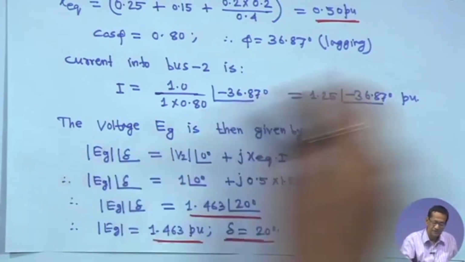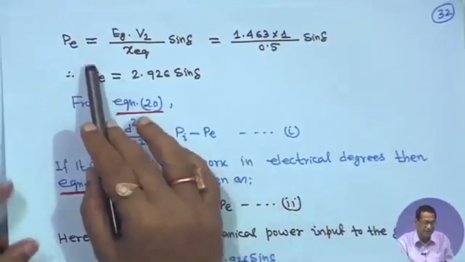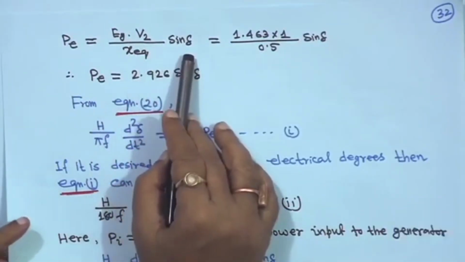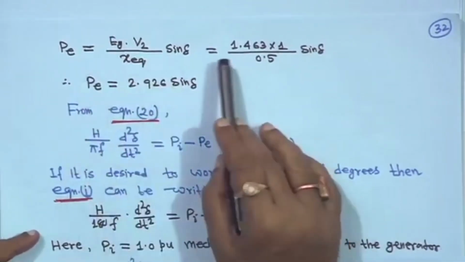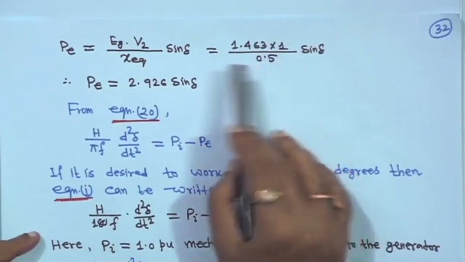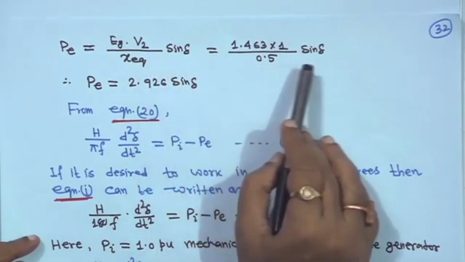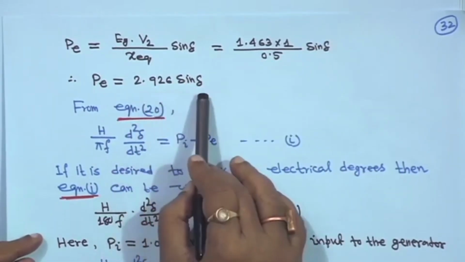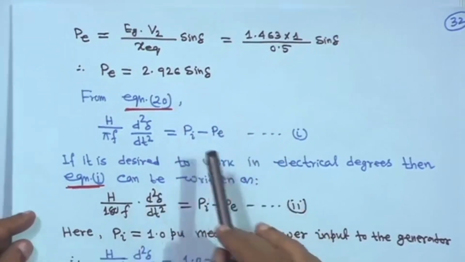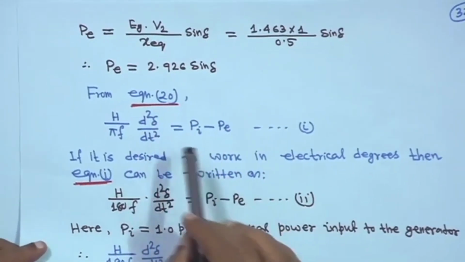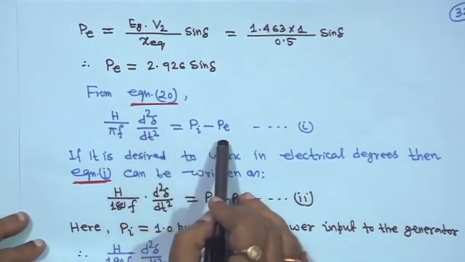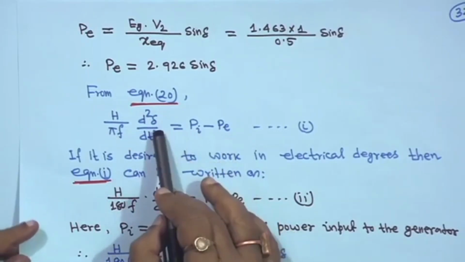And next is that P is equal to E_g into V_t upon x_eq sin delta. Therefore, P is equal to E_g is 1.463 into 1, x_eq is 0.5, sin delta. That means P is equal to 2.926 sin delta. Now, from equation 20, this is the equation H upon 5 d square delta dt square is equal to P_i minus P. This is from equation 20.